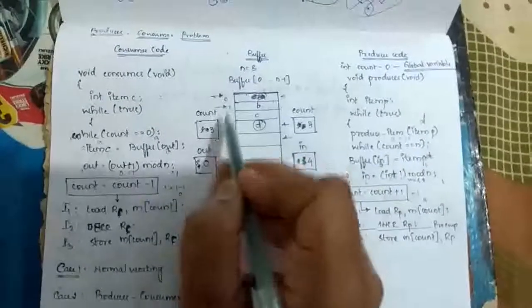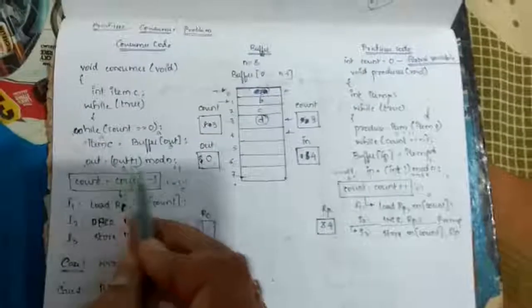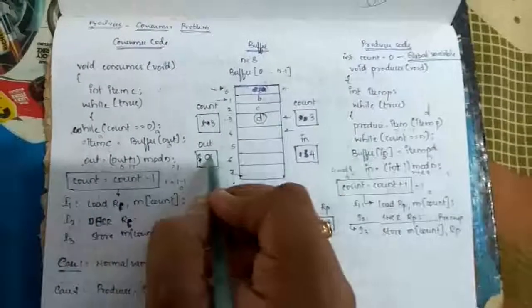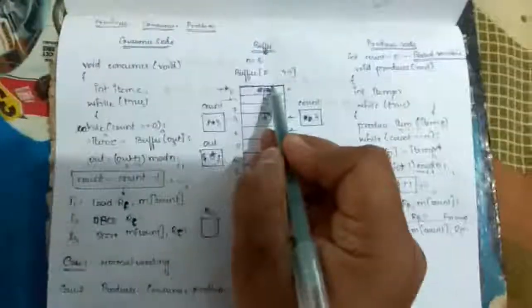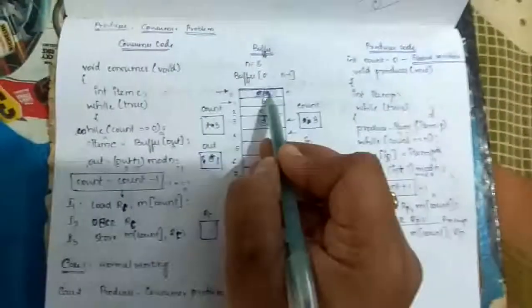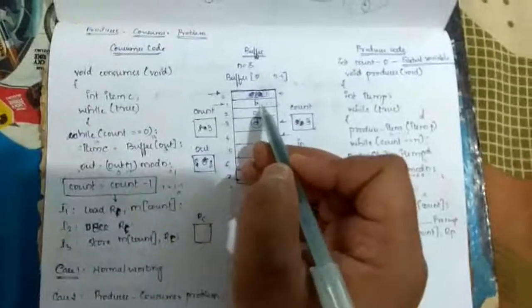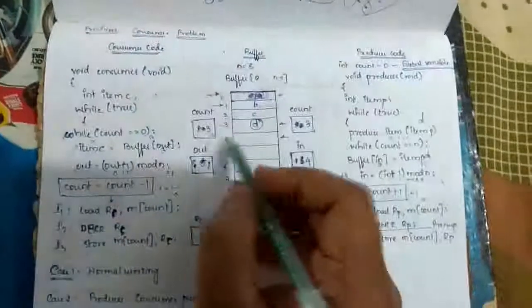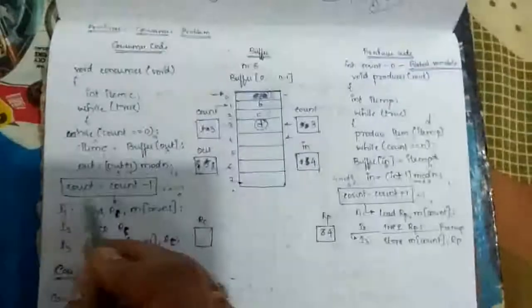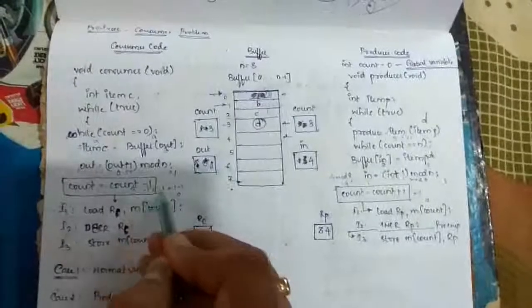So it has to point to 1. Initially the out value was 0, so it is (0 + 1) mod n. So the new value of out is 1. Since this item has been consumed by the consumer, it has to be removed. So what should be the updated value of count? As of now it was indicating 3, since it got preempted there. So the count value should get updated, right? So count = count - 1. What is the value of count? 3. So 3 minus 1 equals 2.